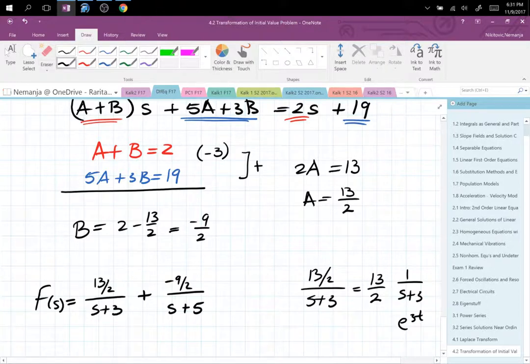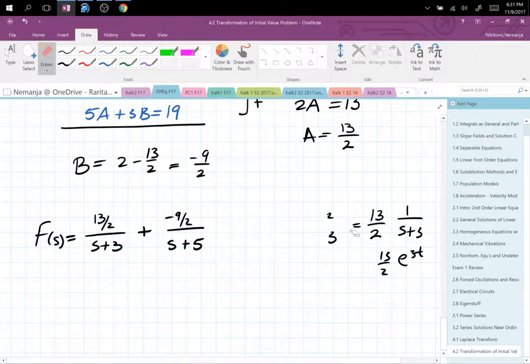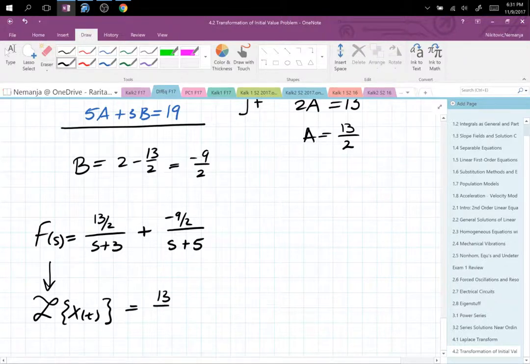Right? So this becomes 13/2 e to the 3t. Oh, actually, I don't know why I did this on the side. I should do it as a step over here. So further, I can now replace this as the Laplace transform of x of t is equal to 13/2 of 1 over s plus 3, minus 9/2 of 1 over s plus 5.